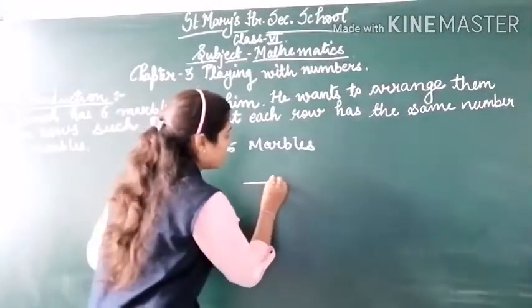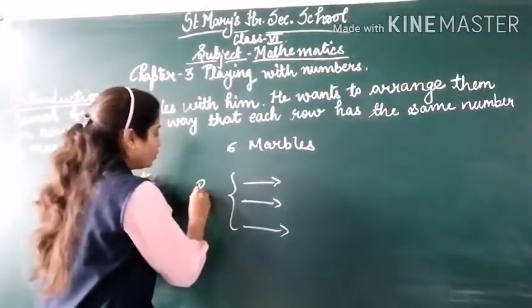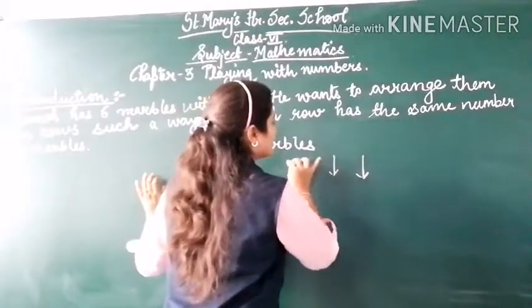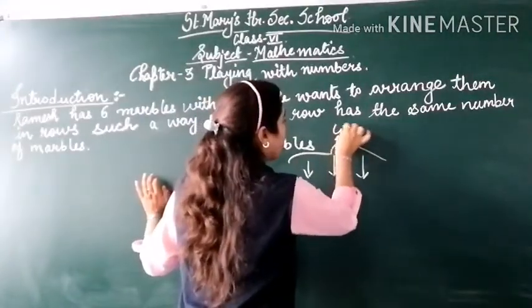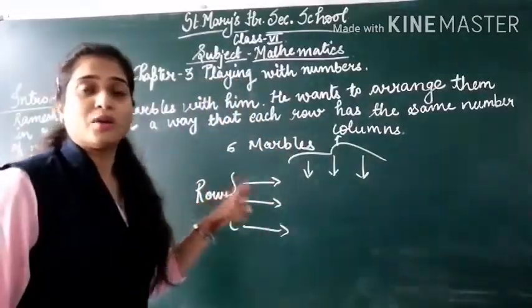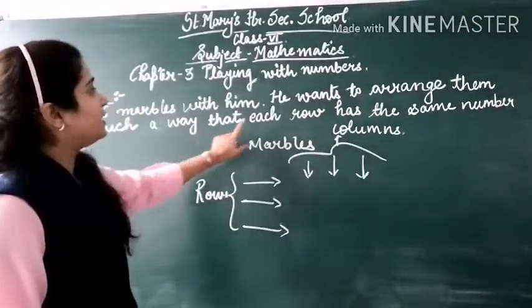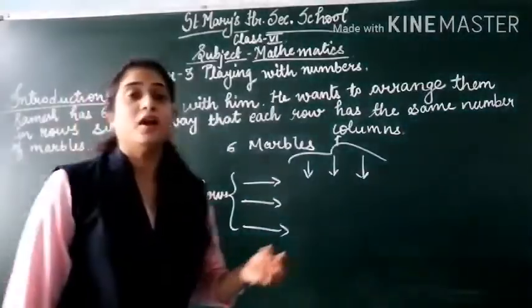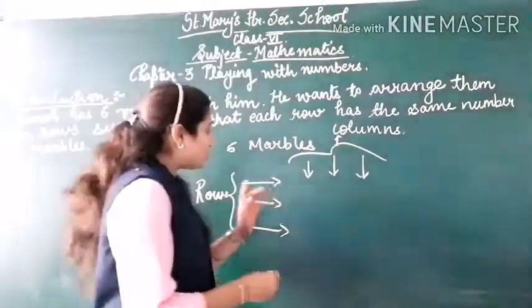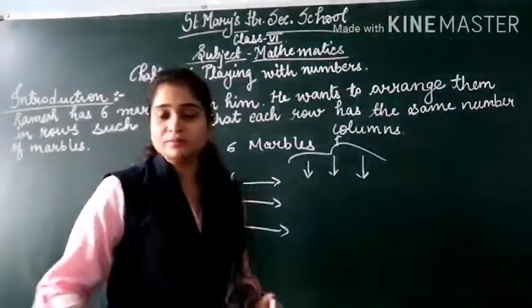What are rows? These are rows. In this way, if we arrange them, these are known as rows. And what are columns? These are known as columns. So he wants to arrange the marbles in a row pattern, in such a way that each row has the same number of marbles. Now let us see how he can arrange them.